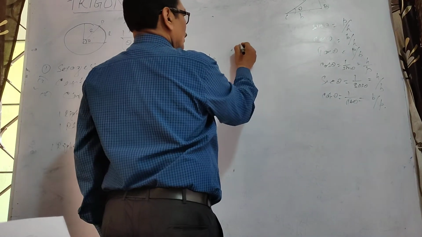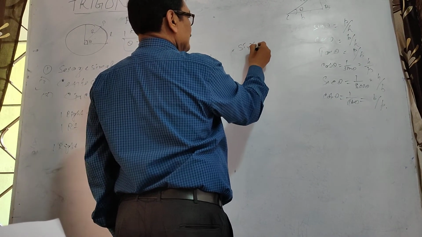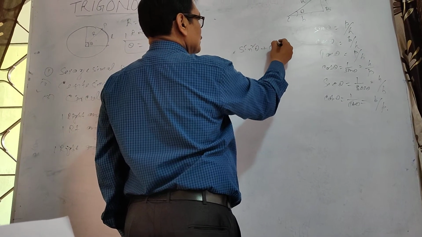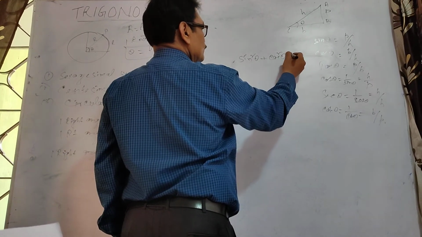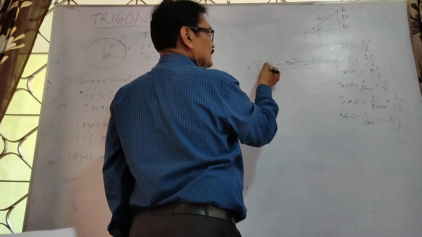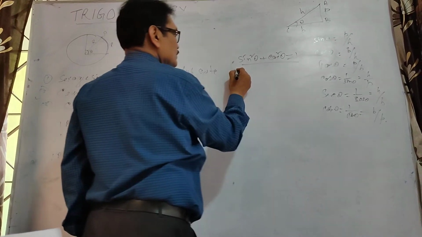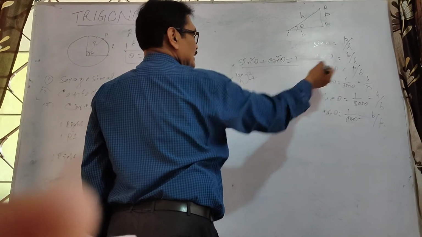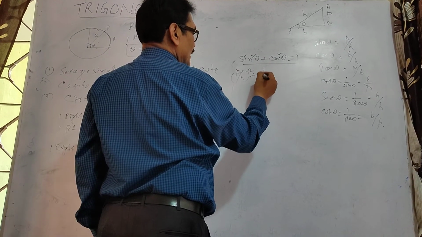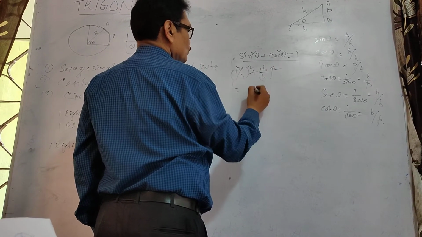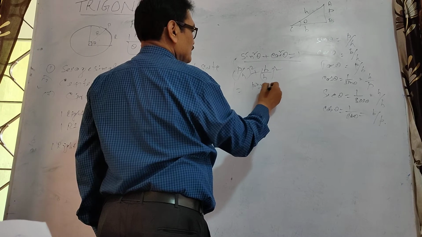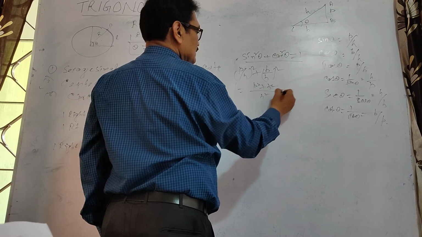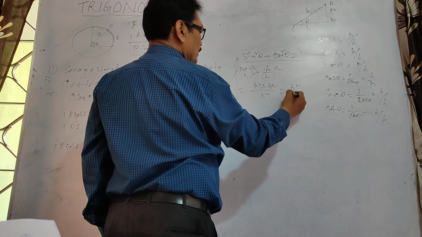So we can write sin squared theta plus cos squared theta is equal to 1. How does this become? Sin theta is equal to P by H, squared, plus cos theta is equal to B by H, squared. This one is equal to P square plus B square upon H square. This is H square upon H square, which is 1.